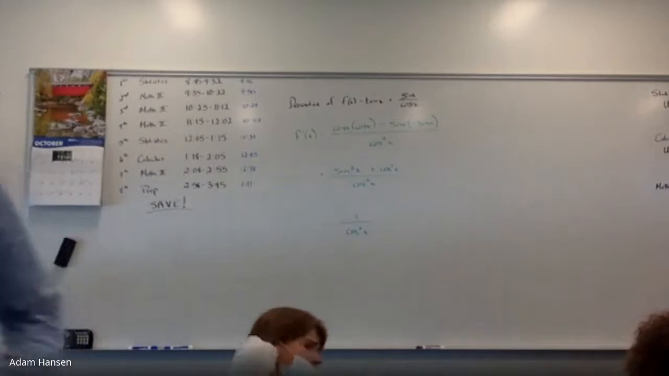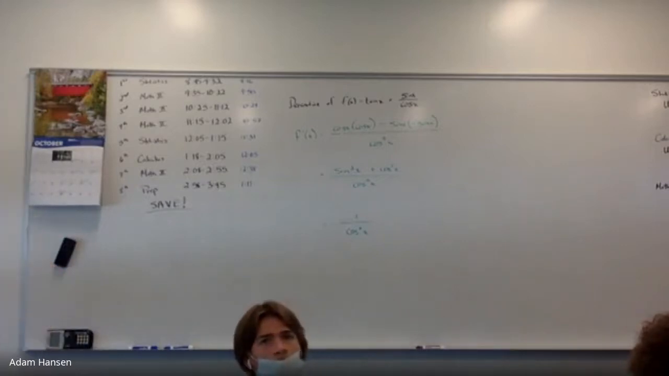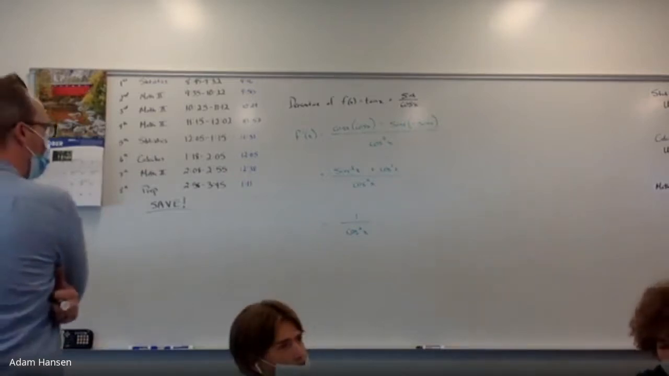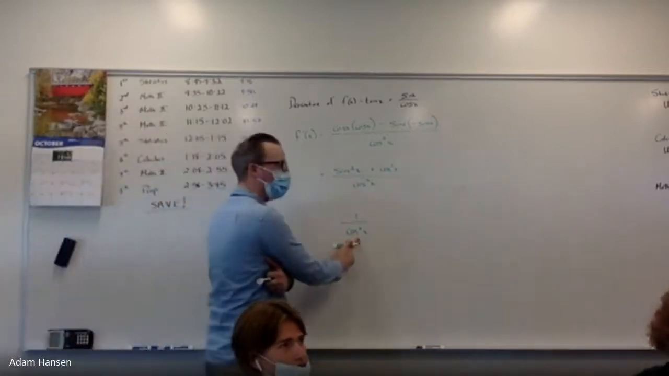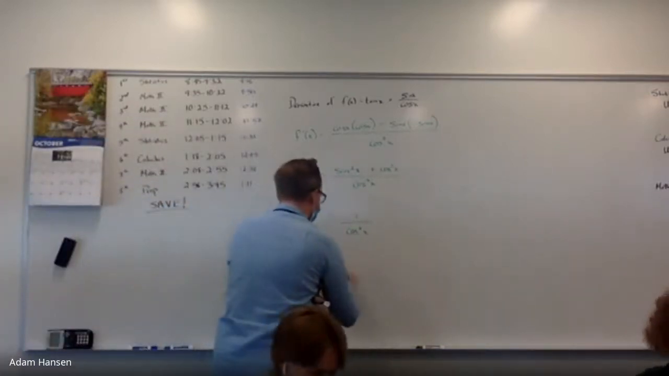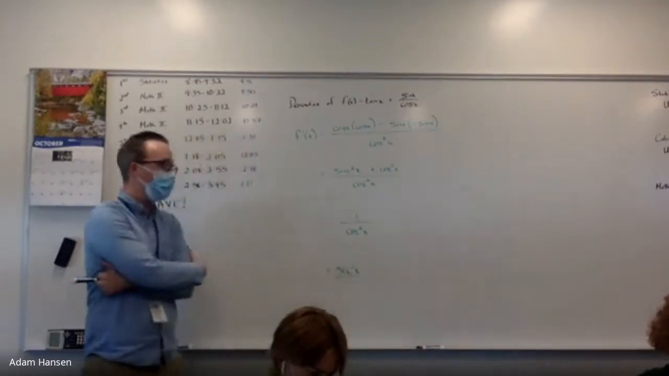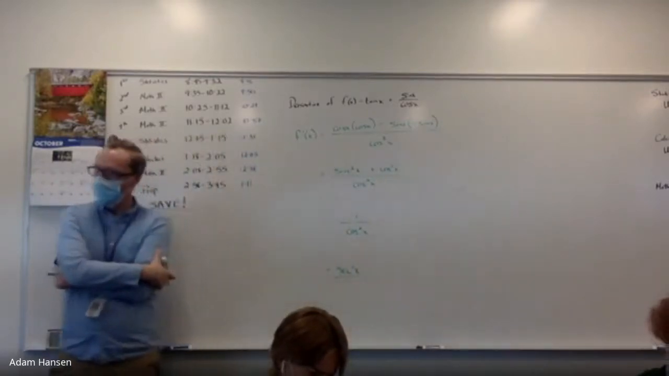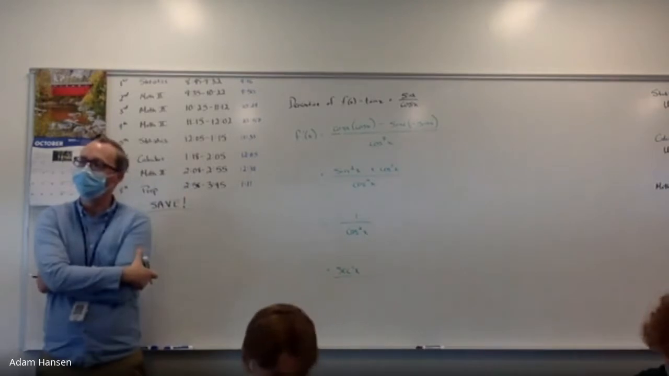One over cosine squared. What's 1 over cosine? 1 over cosine x is secant. If 1 over cosine x is secant, 1 over cosine squared x would be secant squared. By applying quotient rule, the derivative of tangent x is secant squared x.